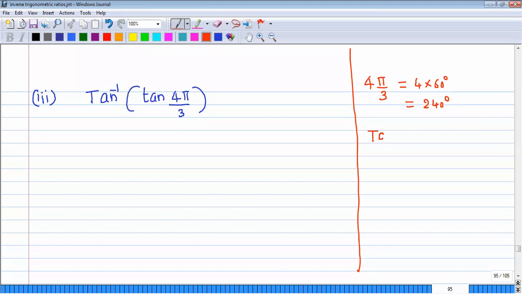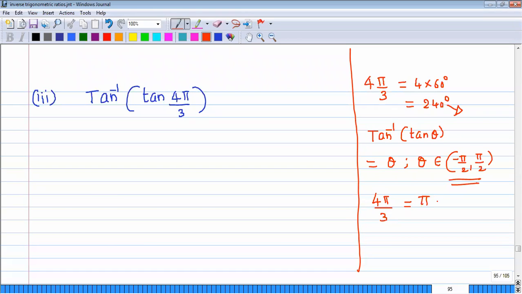So now once again check this formula. Tan inverse of tan theta is theta, where theta belongs to the open interval minus pi by 2 comma pi by 2. It should be in this interval, minus 90 to 90, but it exceeds. So we cannot write 4 pi by 3. We need to change 4 pi by 3 as pi plus pi by 3. Okay, solution.